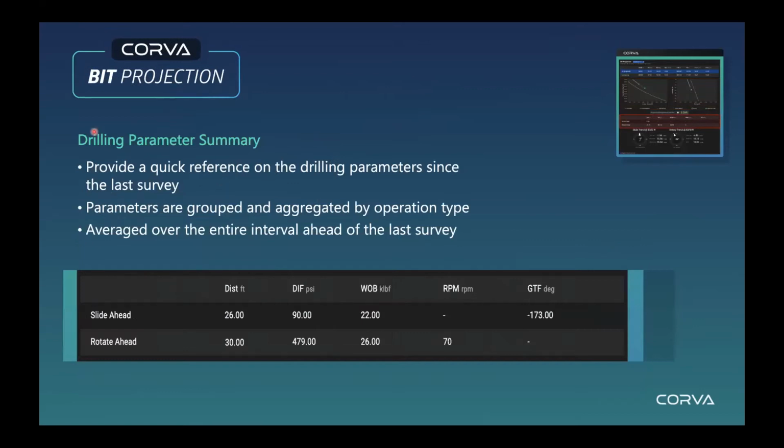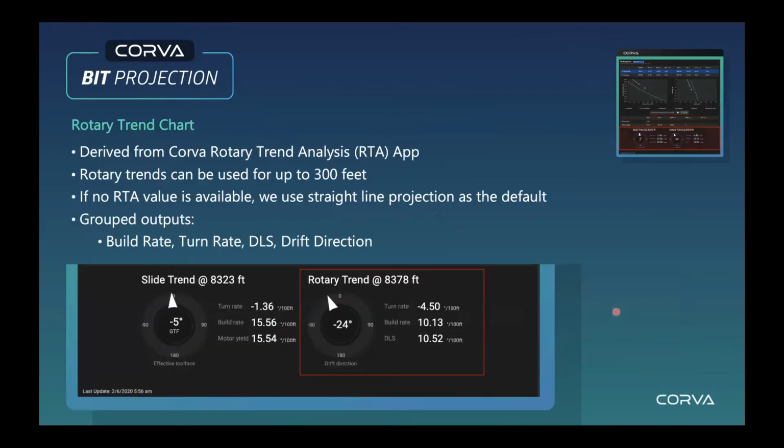Okay, all right, moving down, we also have a drilling parameter summary section. It just provides a quick reference for data ahead of your previous survey. In this example, it shows your slide ahead of your current survey station was 26 feet and your rotate ahead is 30 feet. Then you can see the diff pressure, weight on bit, RPM values, tool face values, etc. Another thing to note real quick is these values are updating anytime new drilling telemetry data is coming in.